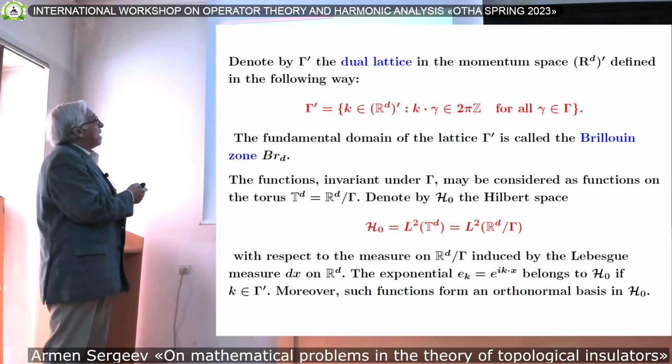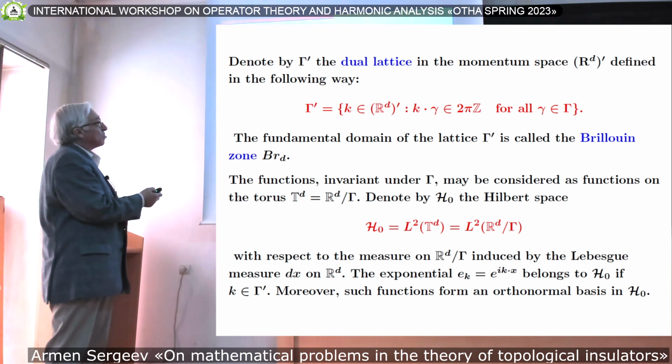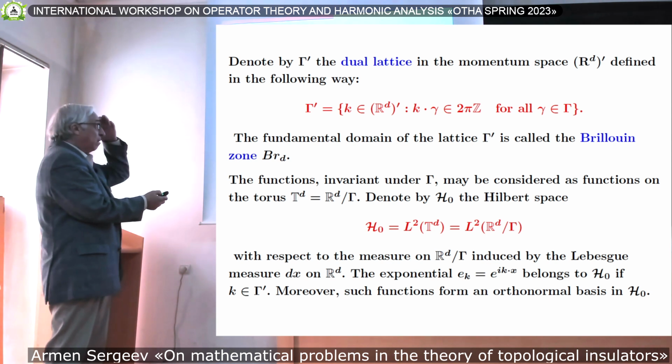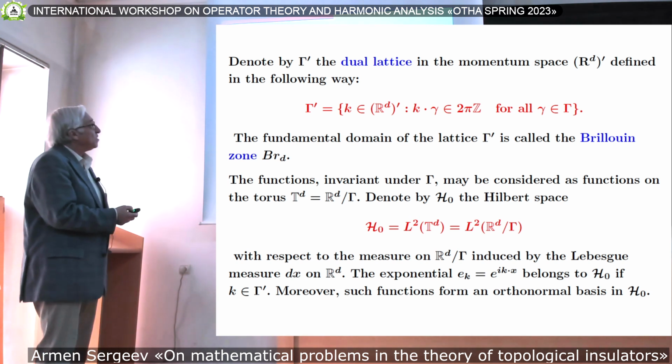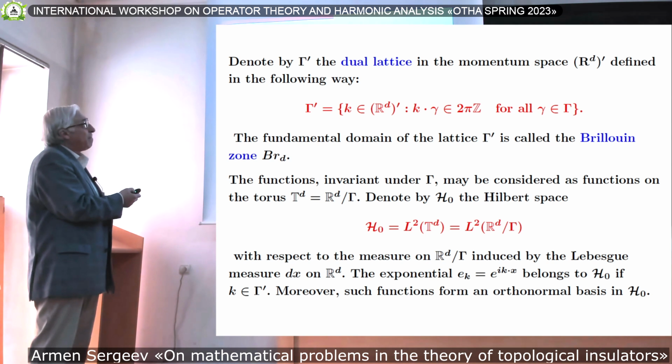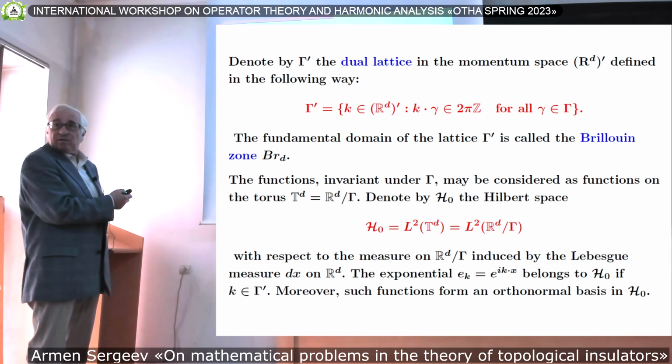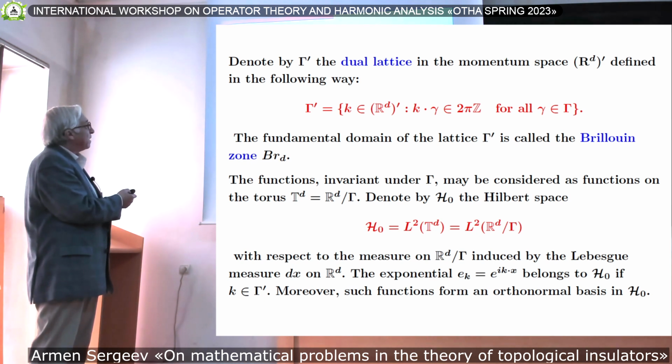Let us denote by gamma prime the dual lattice. This is a lattice in the momentum space, as physicists would say, but this is just the dual space to our R^d, which is defined in the following way. Gamma prime consists of the vectors from this dual space such that their values on gamma, for all gamma from our lattice, are integers up to 2 pi. So this is the definition of gamma prime, and the fundamental domain of this lattice gamma prime, or as physicists would say, the unit cell, is called the Brillouin zone, and this is one of the most important notions. I will write it like that.